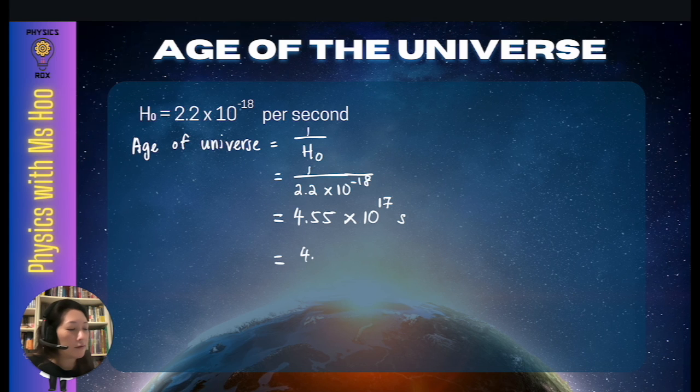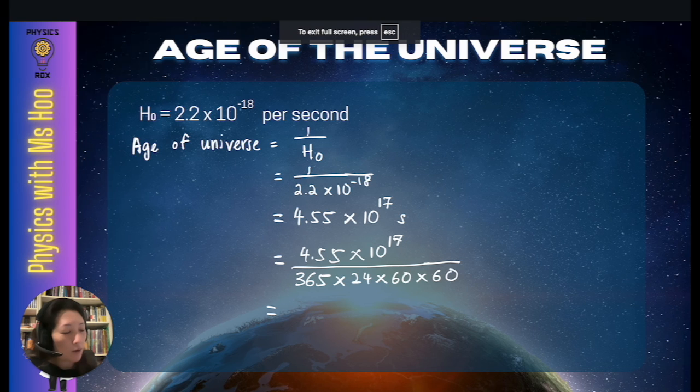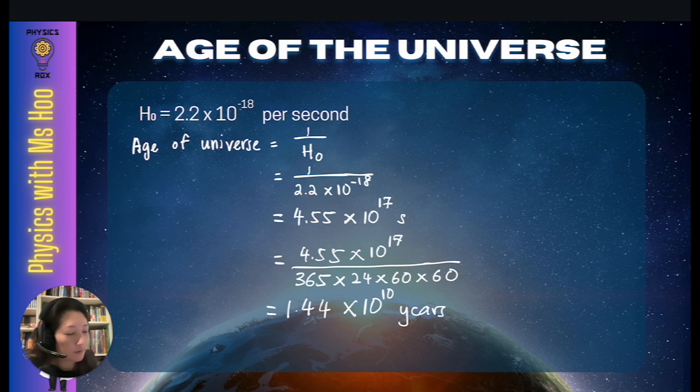Remember that one Earth year has 365 days, one Earth day has 24 hours, 1 hour has 60 minutes, and 1 minute has 60 seconds. So when we calculate this out, you would end up getting 1.44 times 10 to the power of 10 years. And that's how you estimate the age of the universe.